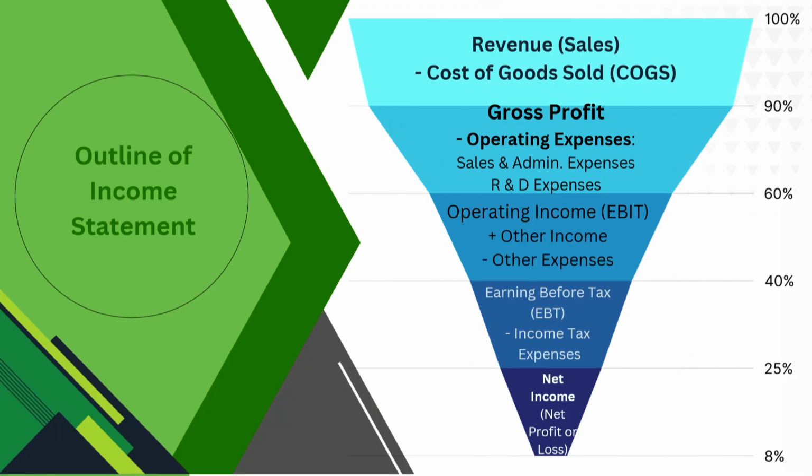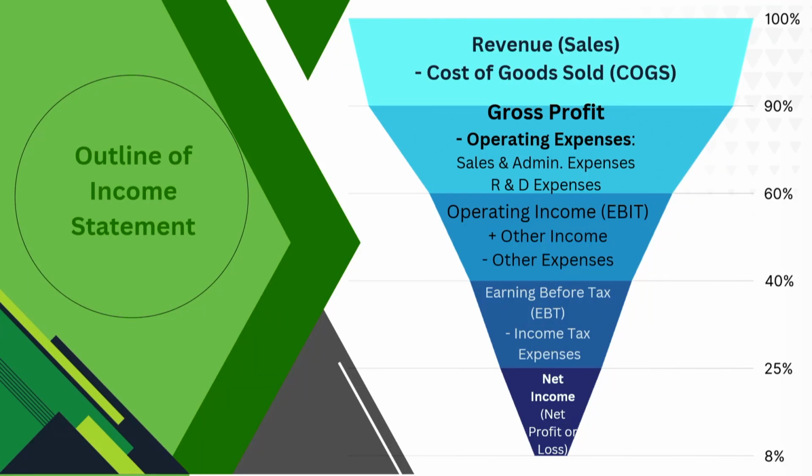This is the outline of the income statement, in which, after considering the cost of goods sold from the sales, we reach the figure of gross profit. Gross profit also helps us to know the performance of a business. Then out of that gross profit, operating expenses, sales and administration expenses, research and development expenses are deducted to reach the figure of operating income, which is also known as EBIT, earning before interest and taxes.